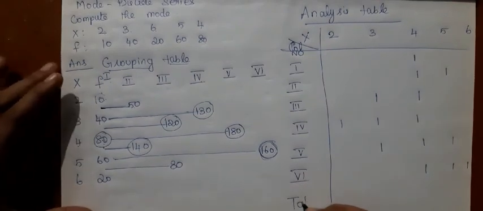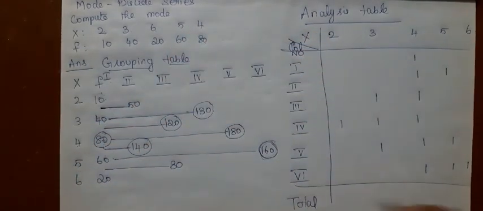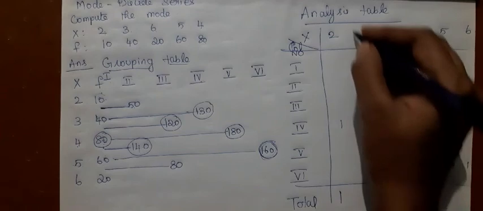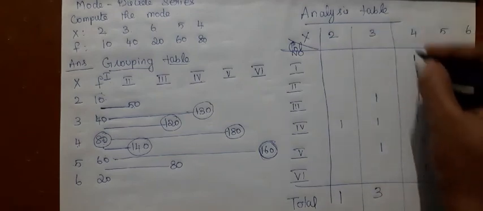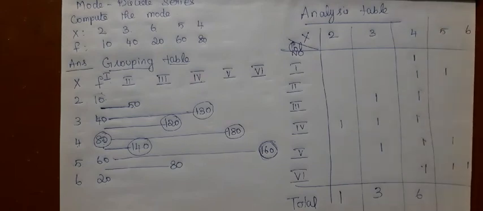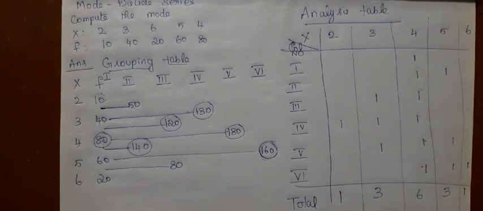Now the total. In the first column, the number of tally marks is 1. In the second column, it is 3. In the third column, it is 6. In the fourth column, it is 3. In the sixth column, it is 1.